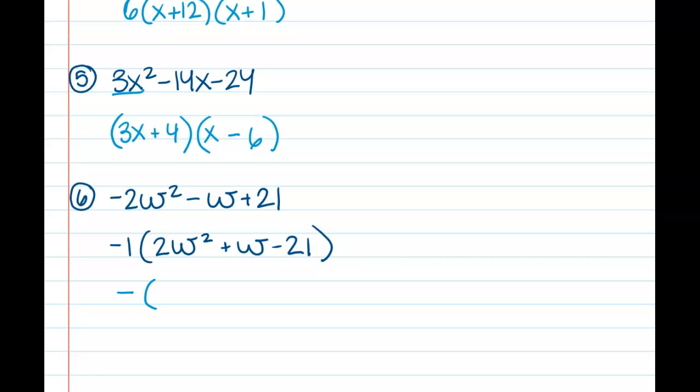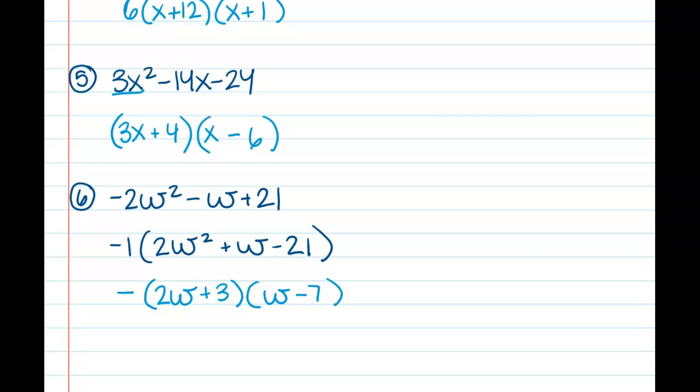The only things that multiply to be 2w squared are 2w and w. And now it's guess and check again. It looks like we're going to add to a positive, multiply to be a negative. So one has to be positive, one has to be negative in terms of going after the 2w and w. I think 7 and 3, because 21 and 1 doesn't seem like it'll work. So 7 and 3, let's do minus 7 plus 3.